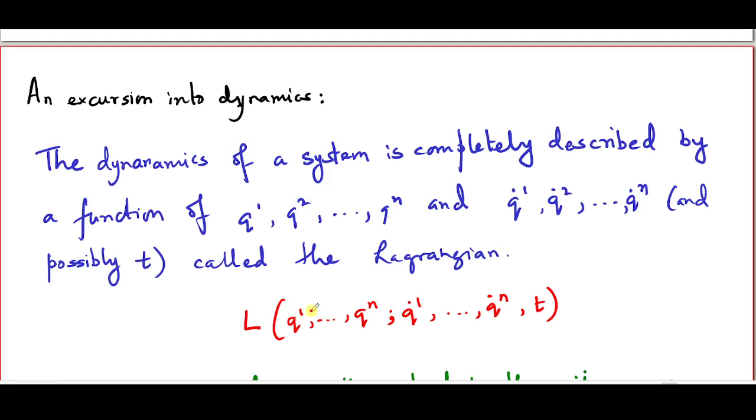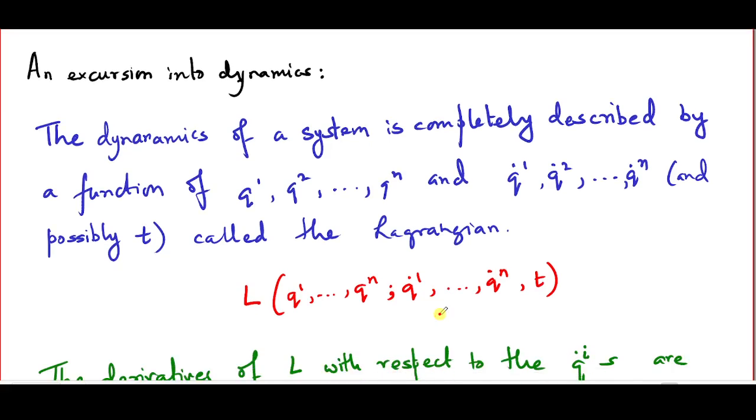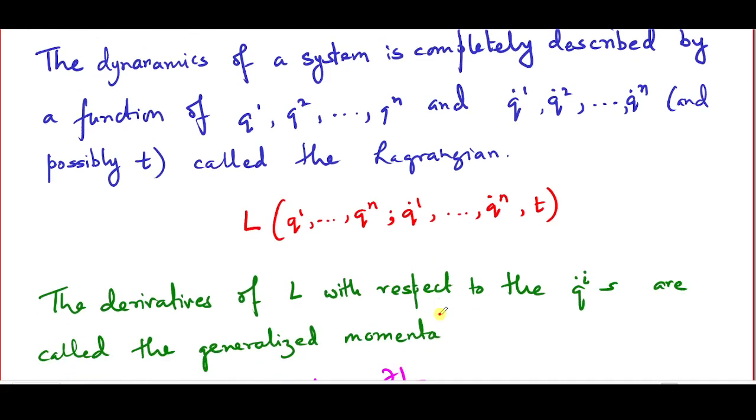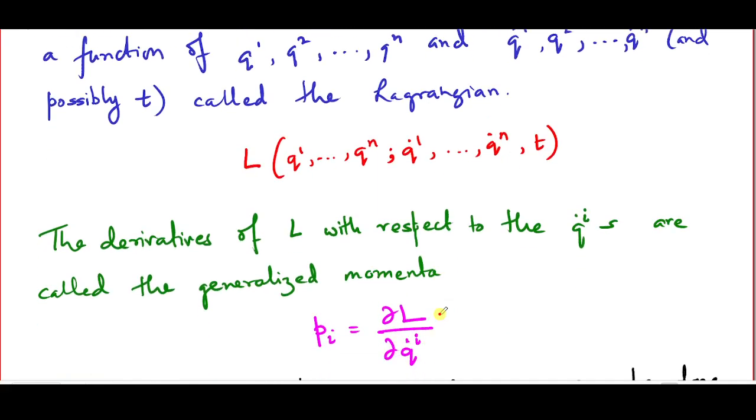Let me point out that the 1, 2 here are not powers, despite being written as superfixes. These are just indices. Why they are written as superfixes is a different story. I will not go into that right now. Now, the derivatives of L with respect to the q dot i's, the velocities, are called the generalized momenta. So pi, this time with a suffix, is defined to be del L del q dot i.